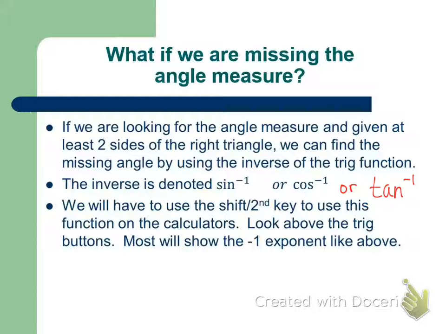On most calculators, you'll have to use the shift or second key to use this function. Look above the trig buttons. Most will show the -1 exponent like above. It's not really an exponent, but it kind of looks like one.